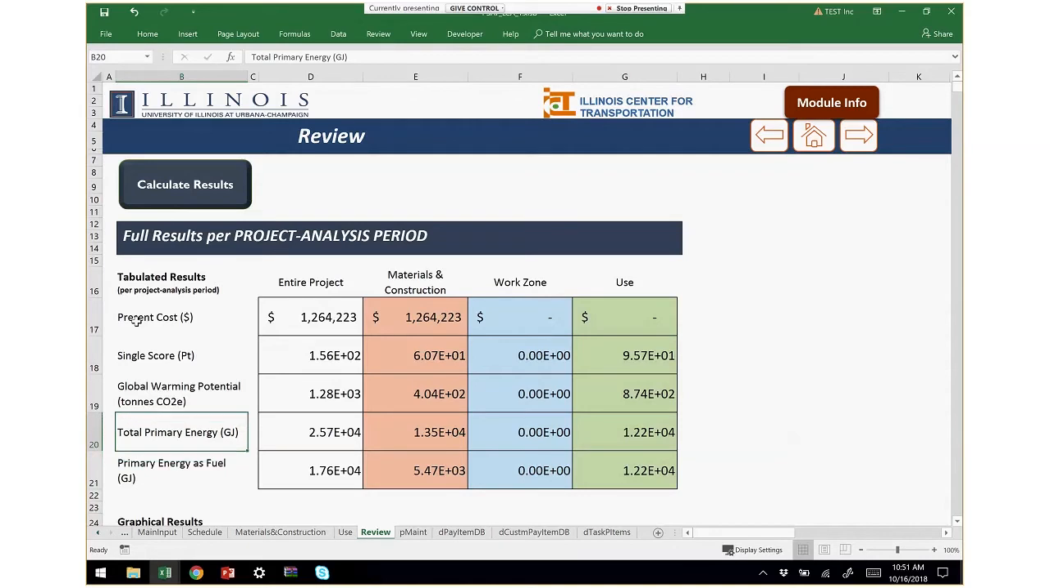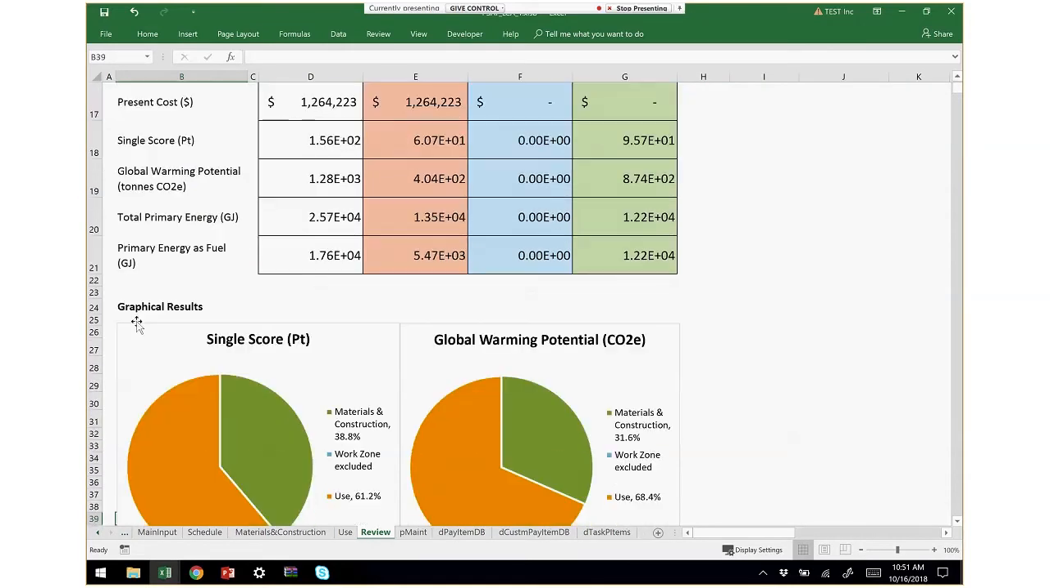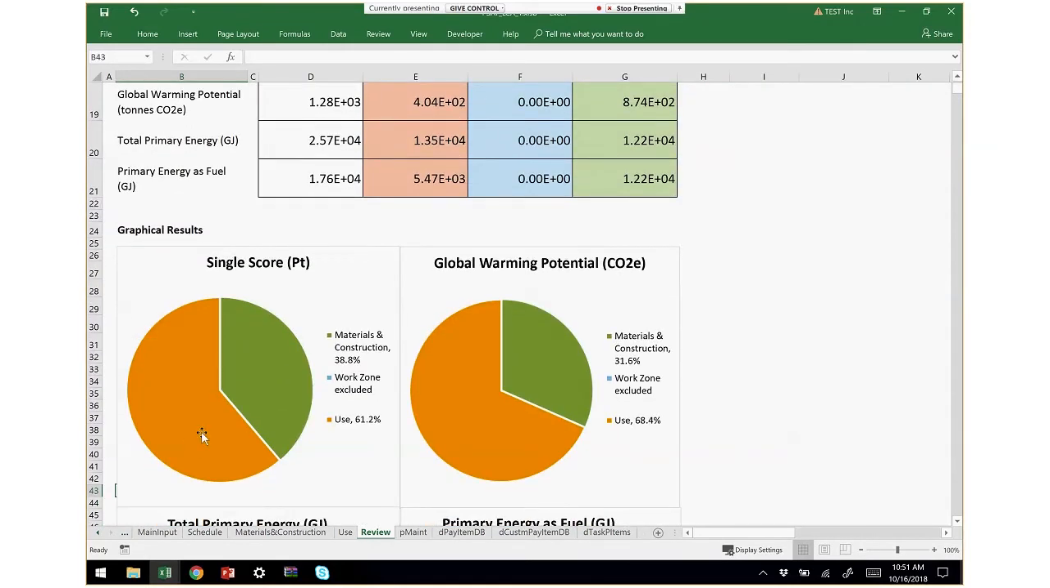We have the global warming potential and energy, and we can also see graphical results represented by this pie chart. In this case, depending on the traffic condition or the material usage, the use phase really constitutes a significant portion of the impact, up to 68%, and then we also have a significant impact coming from the material and construction, about 40%. So that's how the latest version of the preservation life cycle assessment tool looks.